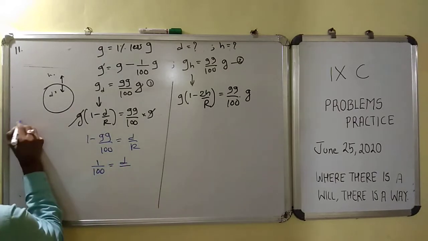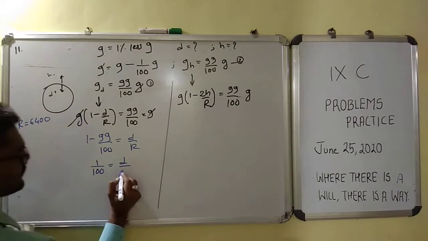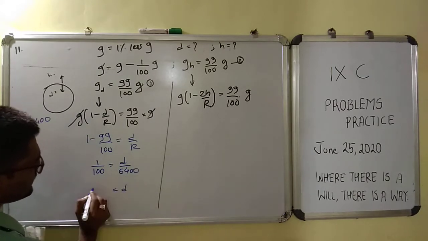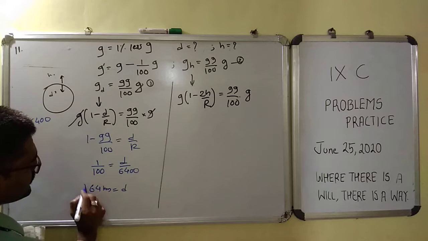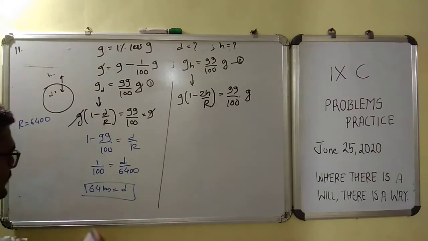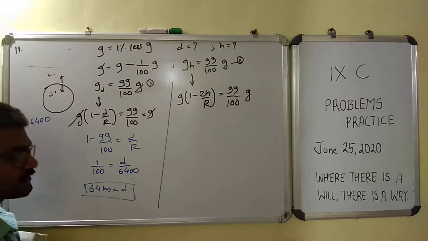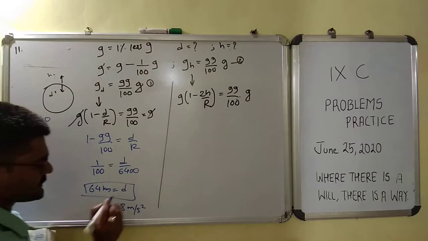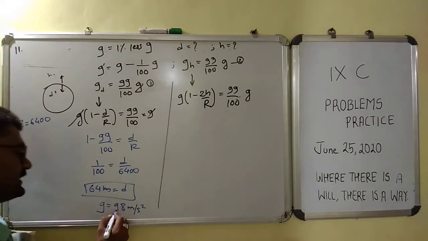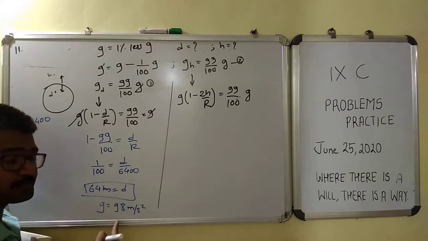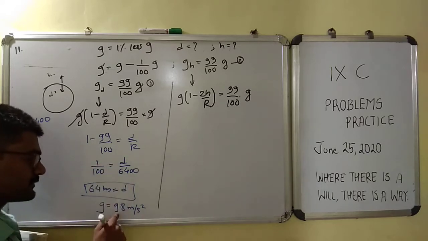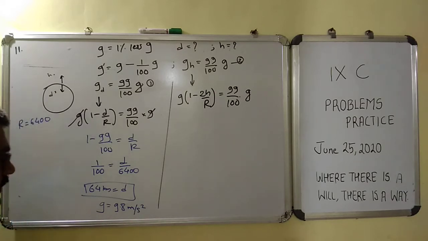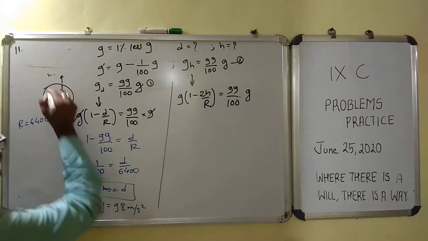The value of r, always remember, is 6400 kilometers. If you solve this, you get depth equals 64 kilometers. So at 64 kilometers deep inside the earth, the value will be 1% less than that of g. What is the value of g on the earth's surface? 9.8 meters per second squared. So 1% less than this: calculate its 1% and subtract it from that. Whatever value you get, maybe 9.6 or 9.4 something, will be found at only 64 kilometers deep.